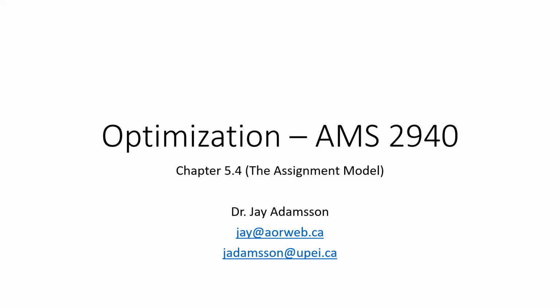All right, this lecture is going to finish off chapter 5, and it's looking at the assignment model. Now, the assignment model is solved by something called the Hungarian method, and it is a variant of the transportation problem we've already seen with some extra conditions on it. With those extra conditions, it means that we have a more efficient way of solving the problem.